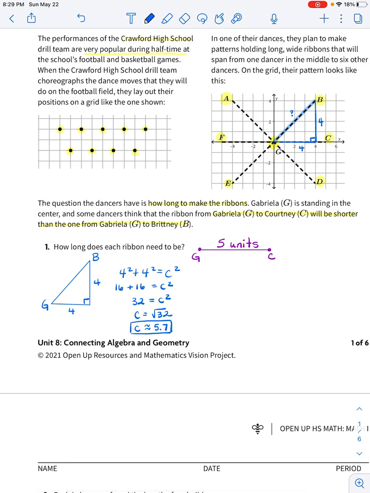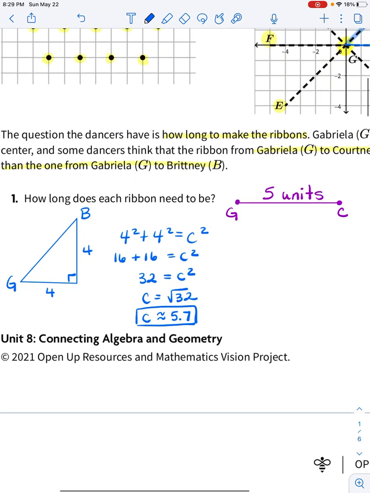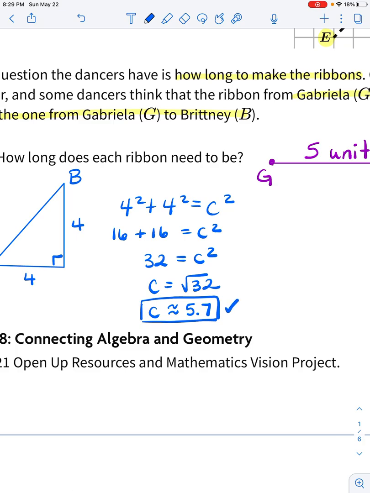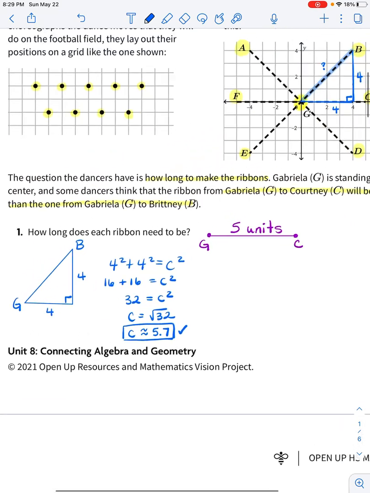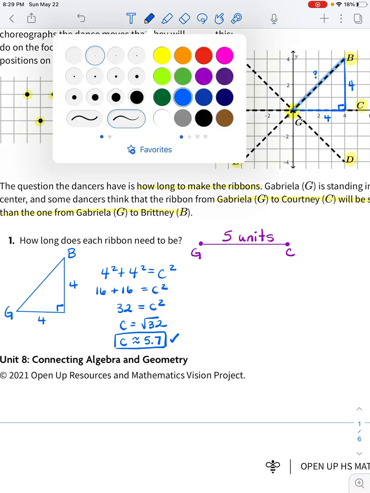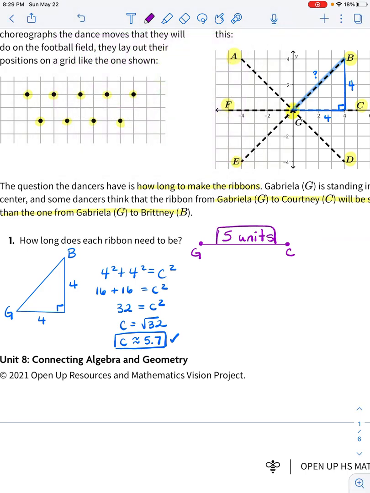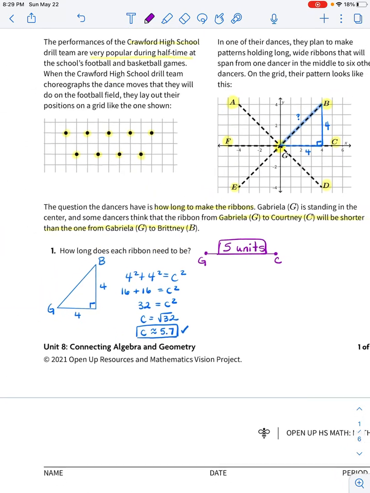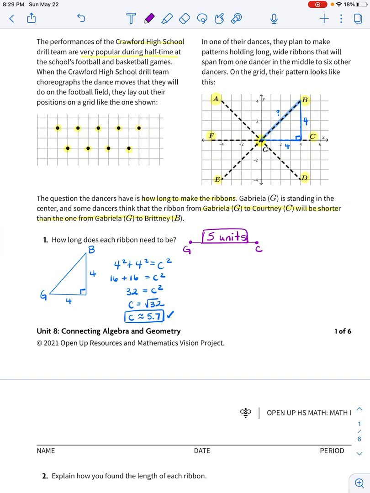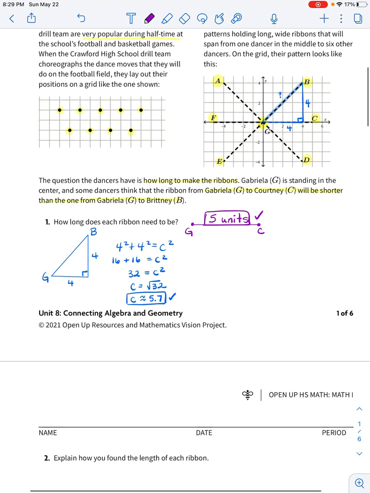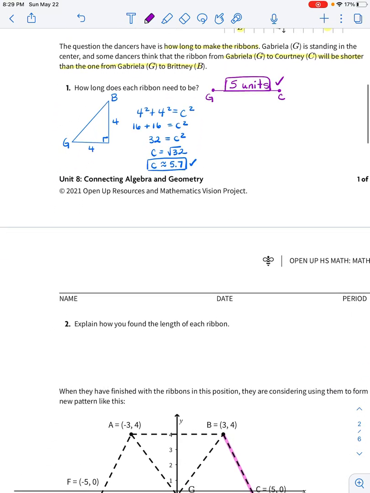Okay, how long does each ribbon need to be? Well, if we're on the diagonal, about 5.7 units. And if we're on the horizontal, exactly 5 units. So when they thought that it perhaps is shorter from Gabriella to Brittany, that actually is not true. The diagonal in this case is just a little bit longer than the horizontal. Okay, so pause that, add those calculations to your notes, and when you are ready, let's keep going.